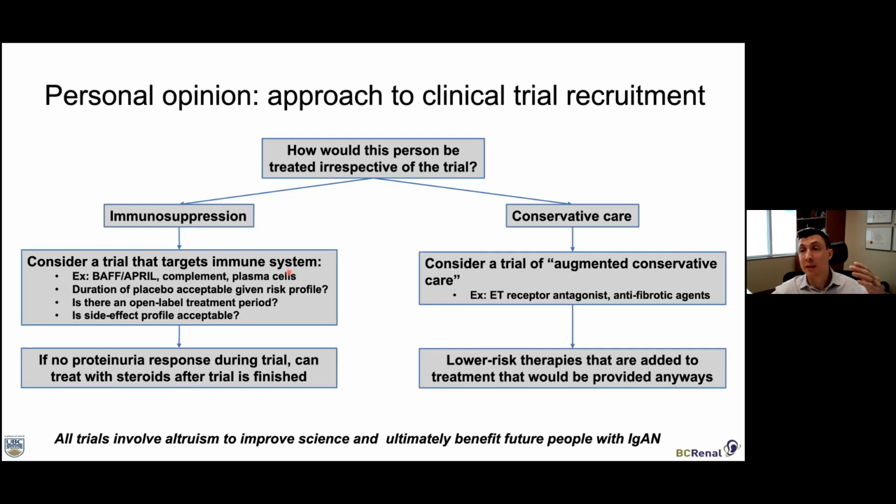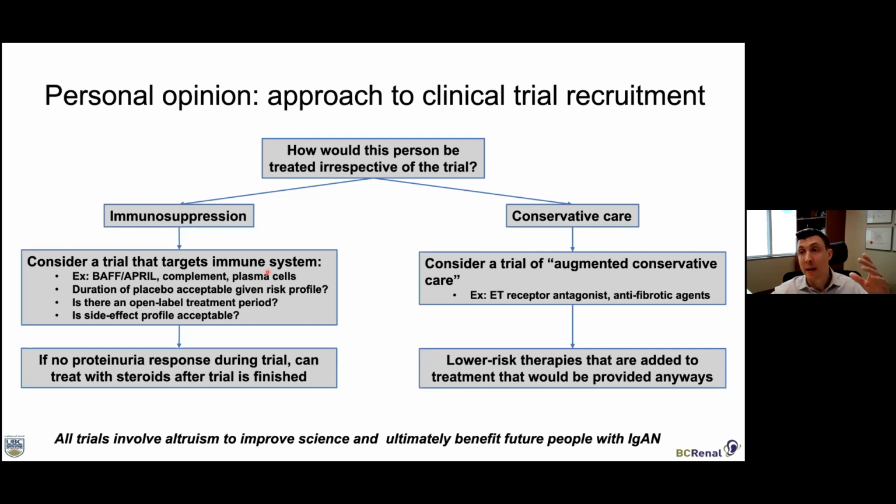We also ask the question, well, is there an open label treatment part? So if a person goes into the trial, is there some period of time in which they're guaranteed to get access to active drug? And we also ask, well, what's the side effect profile of the drug? Is it acceptable for that individual person? And we always have to remember that if the proteinuria does not respond during the trial, we can always consider treating with steroids when the trial is done. So it's not like we're taking steroids off the table. We're just simply perhaps delaying a decision on steroids to see if perhaps someone can get a benefit from being in a trial with a therapy that maybe has less side effects than corticosteroids.